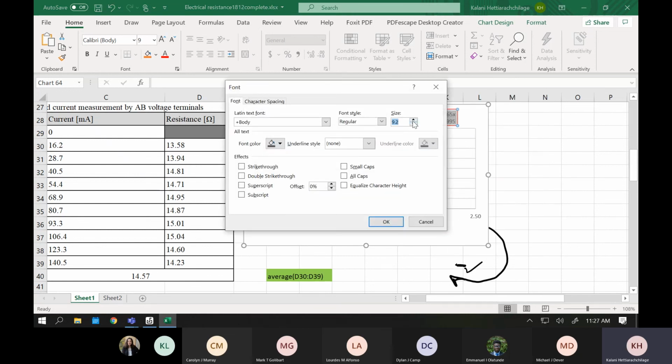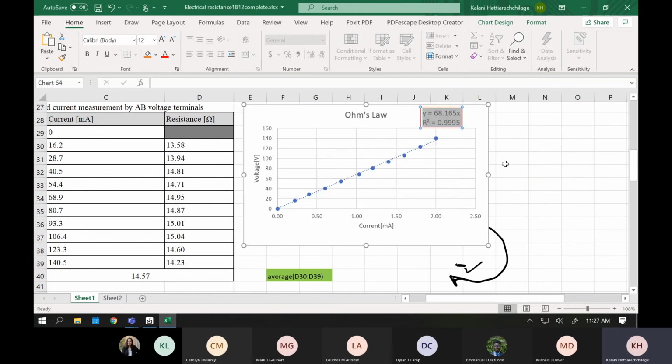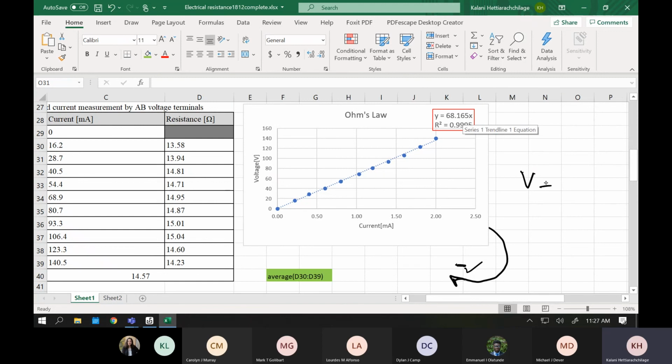I'm going to change this because my eyes are not good. I can change this into a little bigger number to save it. Okay, so voltage equals I and R. It seems that my R is 68.165, but this is not in ohms. I need to make sure that I use the amps for that, right? So I need to convert that into amps. But why do I get 68.76?